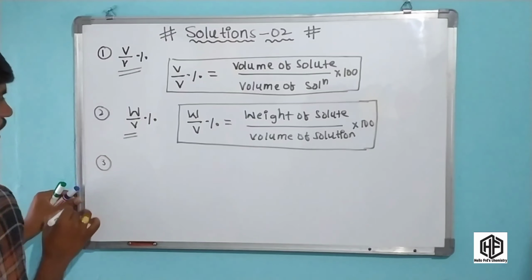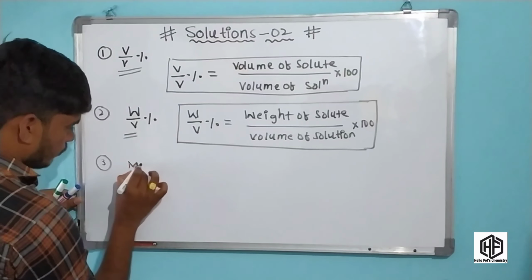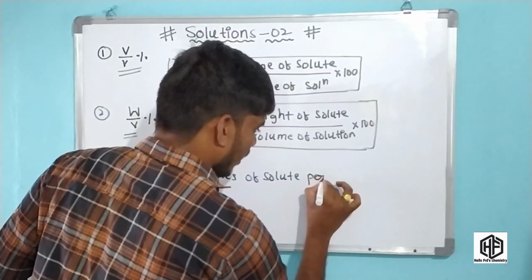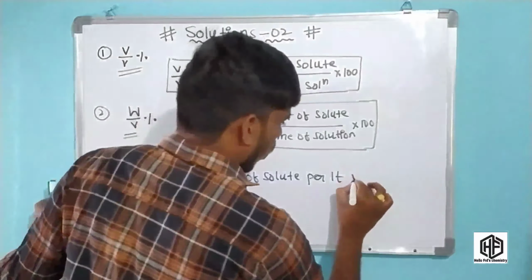The next, third important term is molarity. This is very important, friends. Now what is molarity? Molarity is the number of moles of solute per liter volume of solution. The number of moles of solute per 1 liter volume of solution. It means the moles of solute present in 1 liter volume of solution is called molarity.